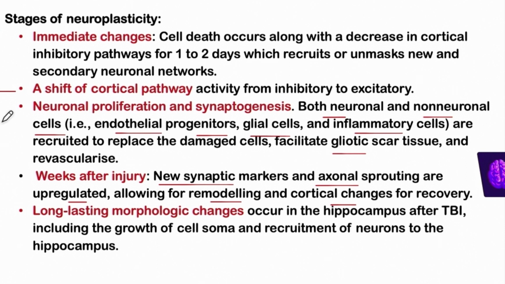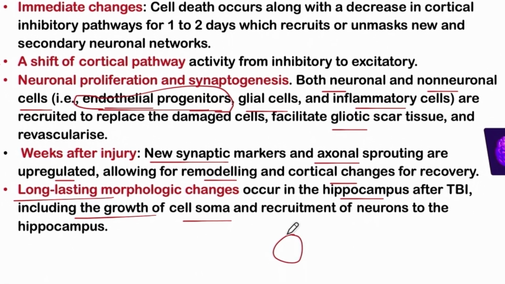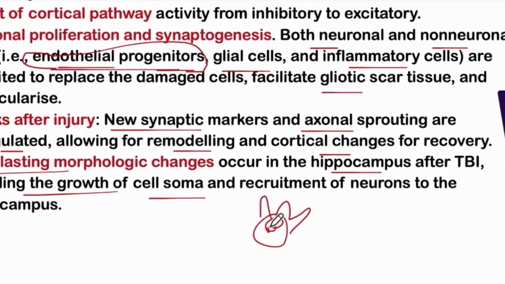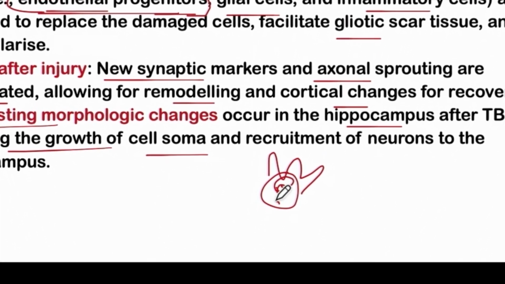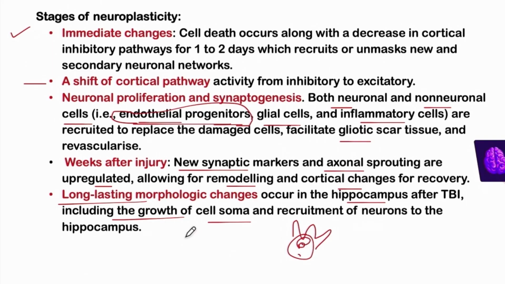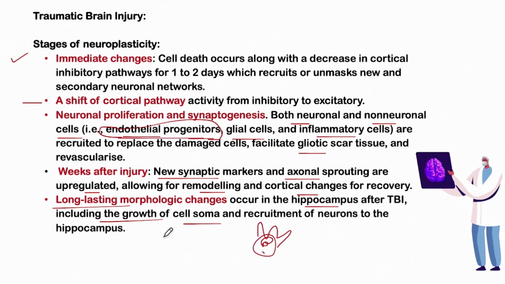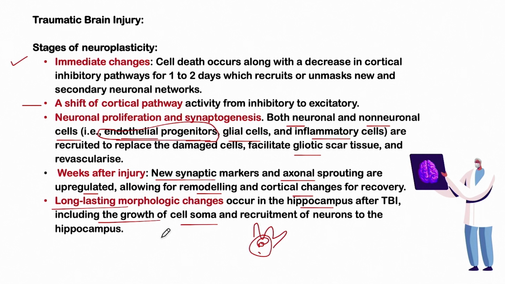Now, one of the important things here is that these are some of those aspects, progenitor cells, stem cells, etc., that are used in brain injury as treatment to enhance neurogenesis and neuroplasticity. Long-lasting morphological changes occur in the hippocampus after traumatic brain injury, including the growth of the cell soma, which is really the central cell body. If there are dendrites here, the central cell body is the cell soma, and there is recruitment of neurons to the hippocampus. The hippocampus is really where a lot of our memories reside, plus our long-term memory, implicit memory, explicit memory, etc.